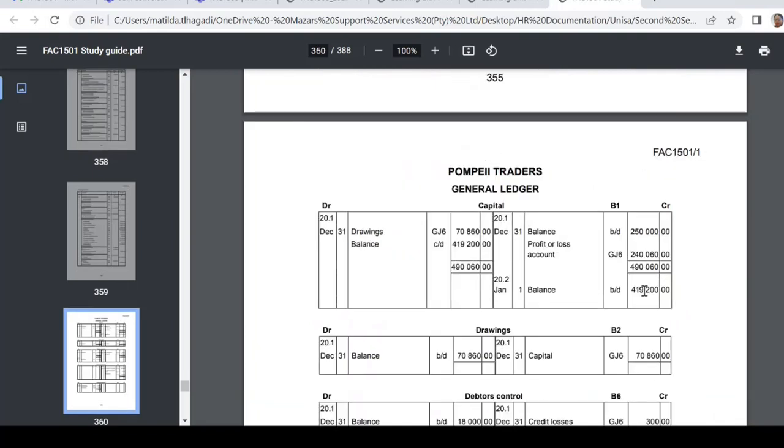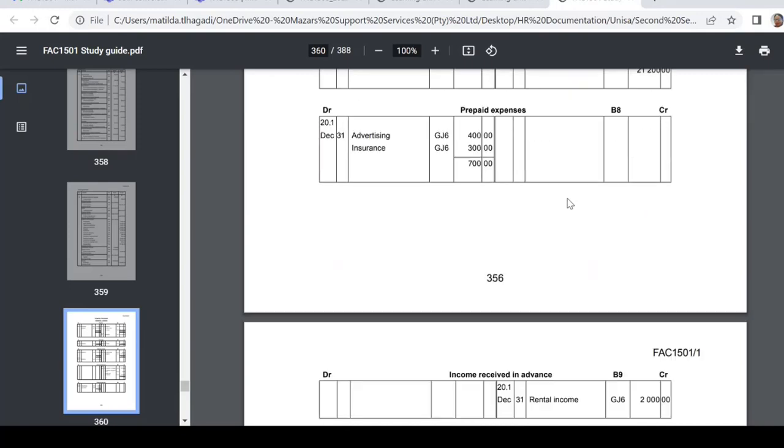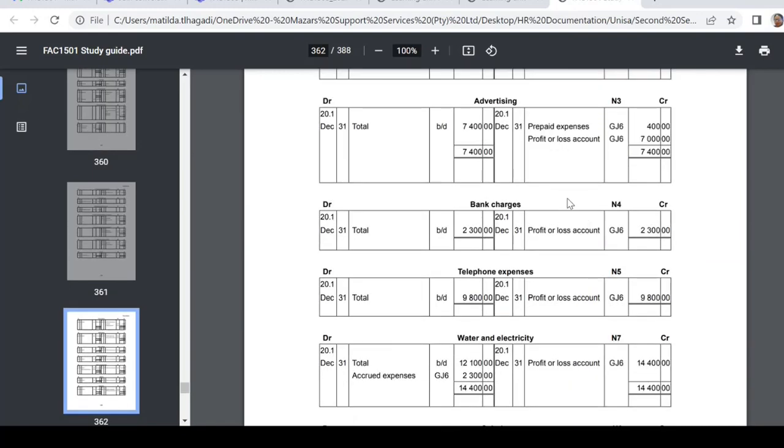So now the balance. Can you see what's happening in this capital account? Basically in this capital account is the opening balance as per the trial balance, the drawings balance as per the trial balance, and this is the profit amount. And this gives us a capital of 419,200. Let me just see.